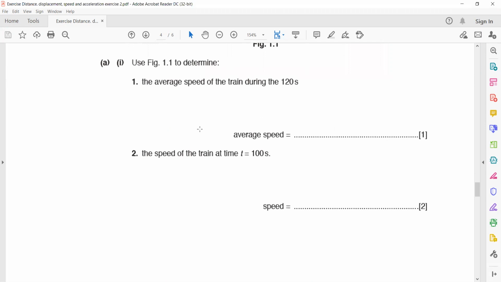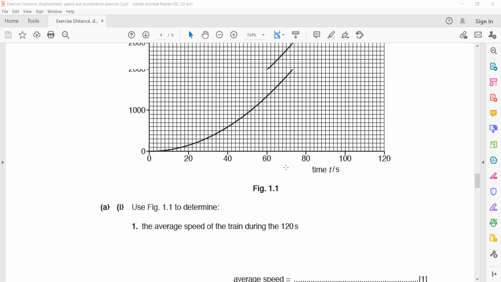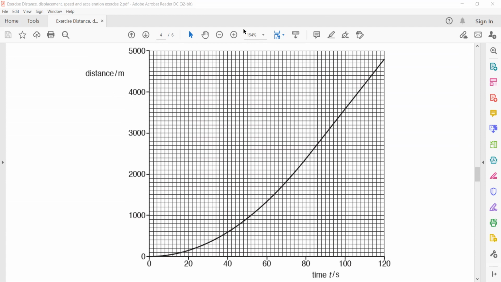In the question, they are saying, calculate the speed of the train when time is equal to 100 second. So when time is 100 second, what is the speed of the train? When you check, when the time is 100 second, that region is a straight line. So it means that the speed of this train does not change in this region because it's a straight line. So speed does not change.